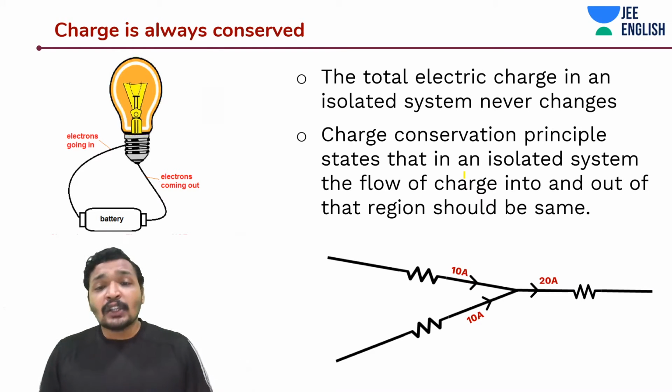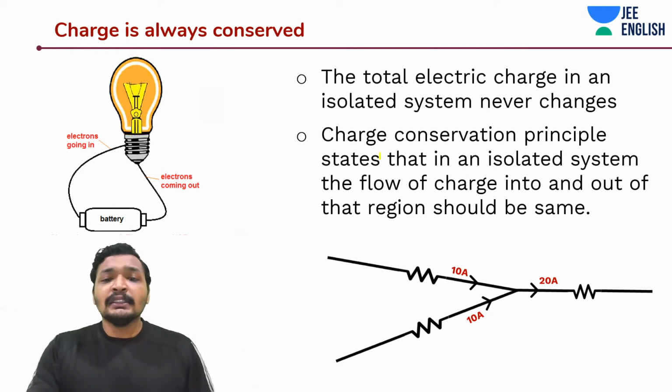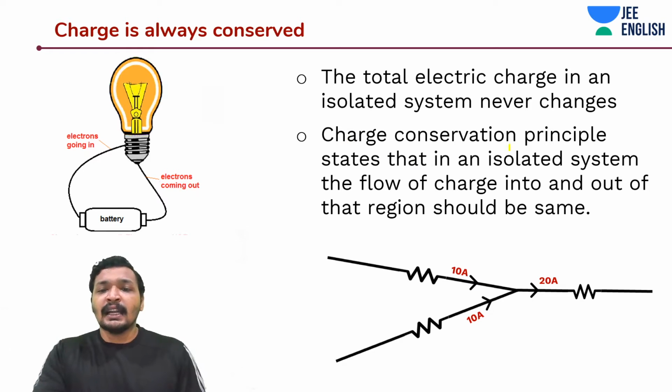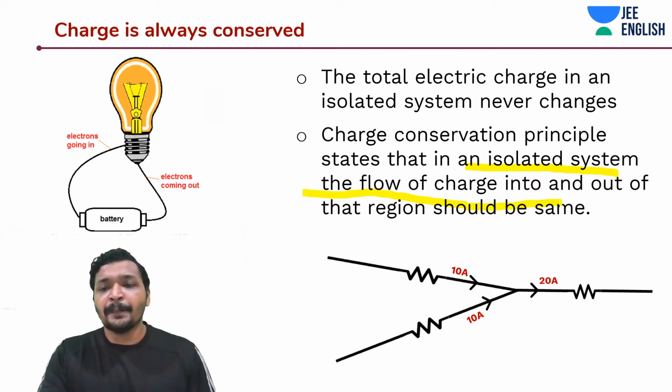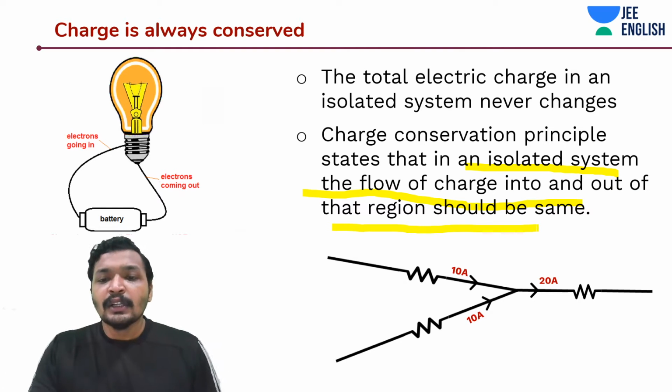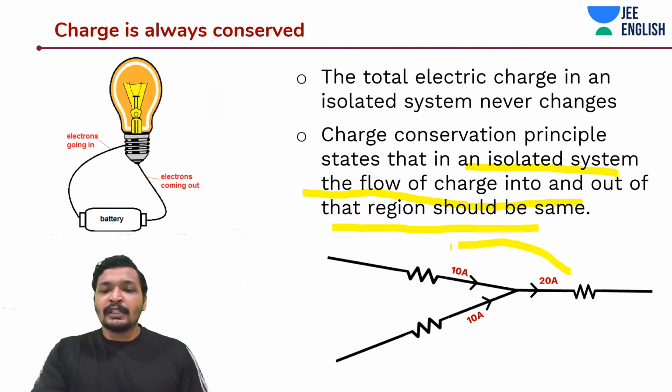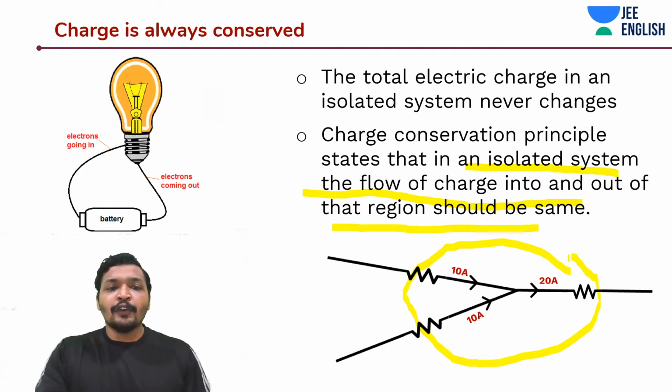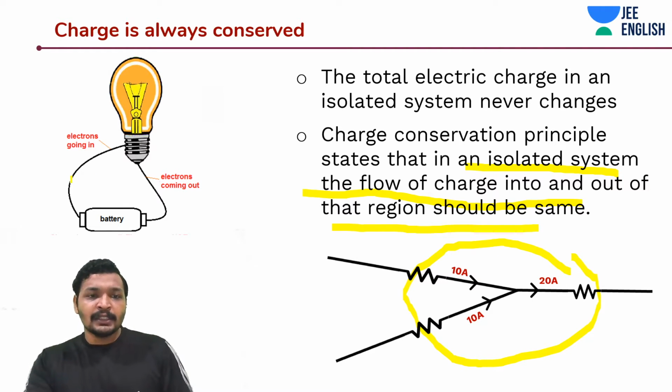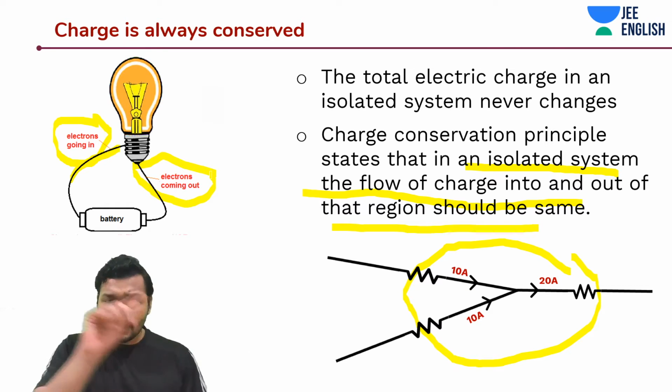Okay guys, the total electric charge in an isolated system never ever changes. Carefully understand this point. And the charge conservation principle states that in an isolated system, the flow of charge into and out of the region should be the same. Okay guys, so let's take up this one particular concept and we'll understand what it looks like. Of course, you are looking at the bulb, you see these electrons going in, it's written over here, then it also comes out. And there is a battery creating this potential difference to drive these electrons.